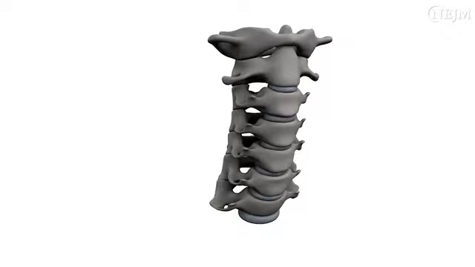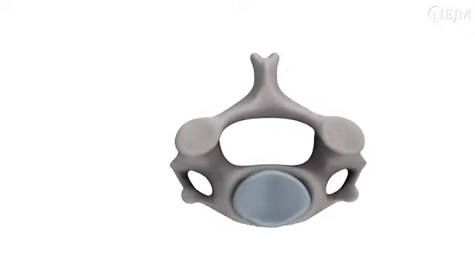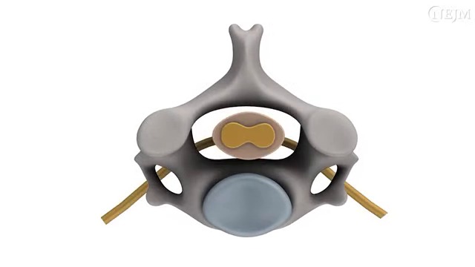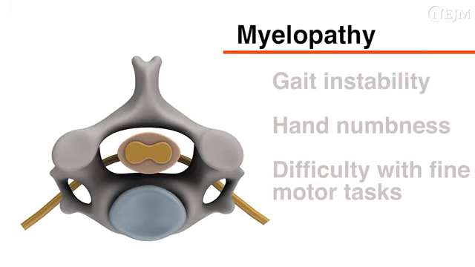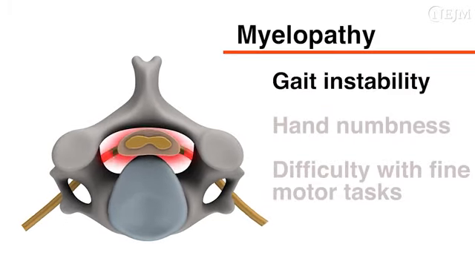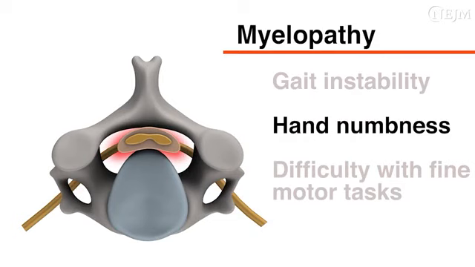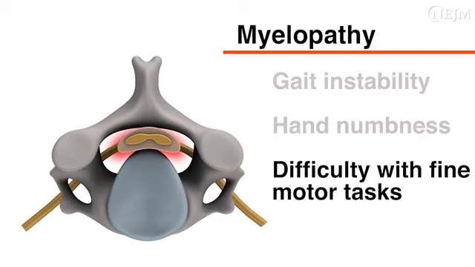Cervical disc herniations and degenerative spondylosis are 2 common conditions that can affect the cervical spine and may lead to neck pain and symptomatic compression of the spinal cord. This compression may lead to myelopathy that leads to gait instability, hand numbness, and difficulty with fine motor tasks such as picking up a coin or buttoning a shirt.